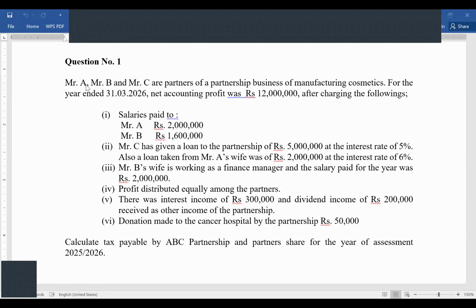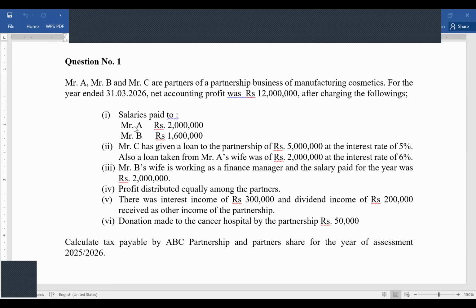Okay. Now we can start the question. Mr. A, B and C are partners of a partnership business, so they are manufacturing cosmetics. So you have given its net accounting profit. It is 12 million. This 12 million is arrived after deducting some expenditure. So you have given those expenses.